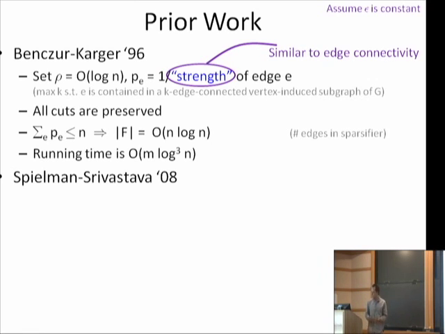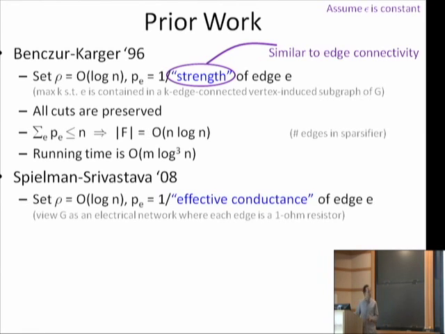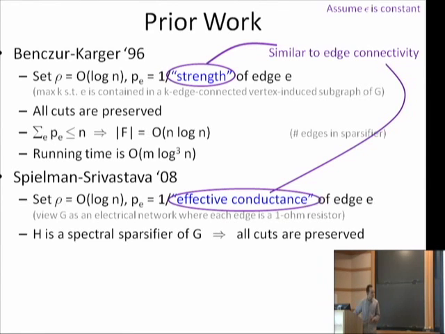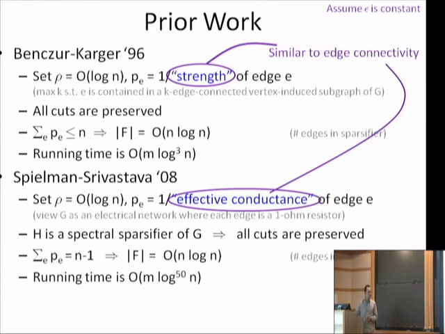Spielman and Srivastava also use this generic framework, except they sample with probability proportional to the effective conductance of an edge, where effective conductance is some other notion that's similar to edge connectivity, but I won't get into the details. Essentially, this comes from the theory of electrical networks. They show that this sort of sampling gives you a spectral sparsifier. And again, the number of edges is about order n log n. But in order to compute these effective conductances, they needed to use the Spielman-Teng linear system solver, whose running time has a lot of log factors.